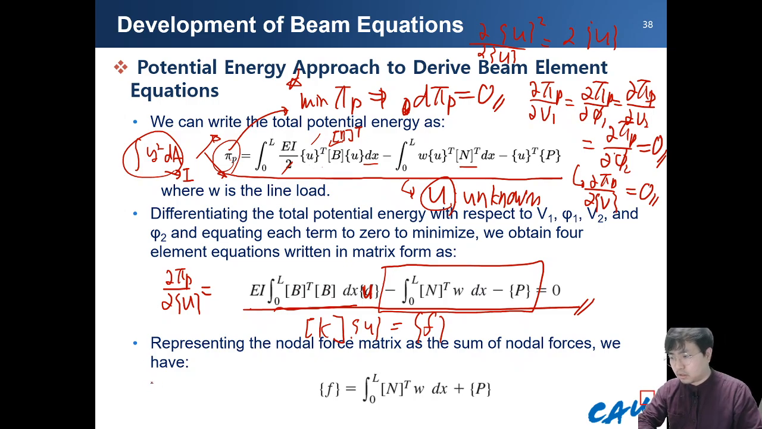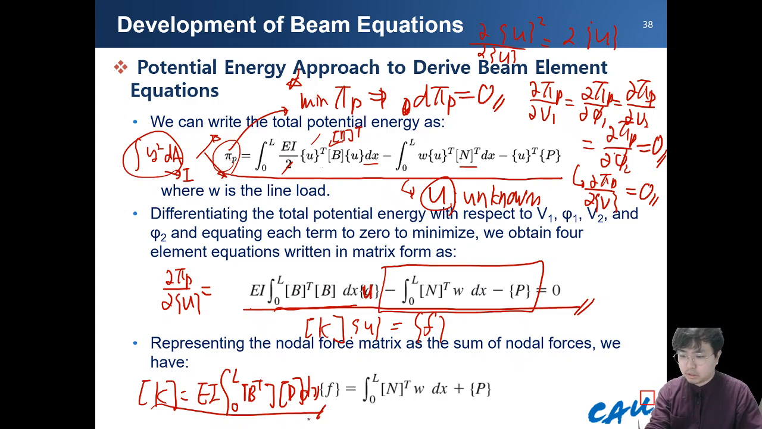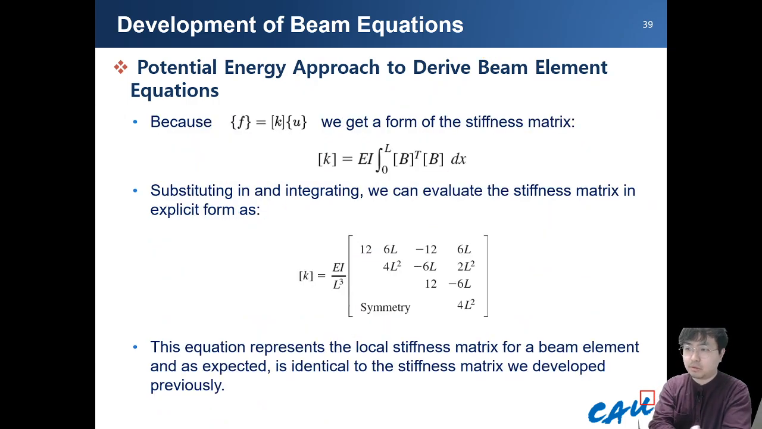So in this way, what is the K? Young's modulus and sometimes the integral of B transpose B dx. This is the local stiffness matrix of the beam element. Normally we can also use it, but I already mentioned the general form of those kinds of things.